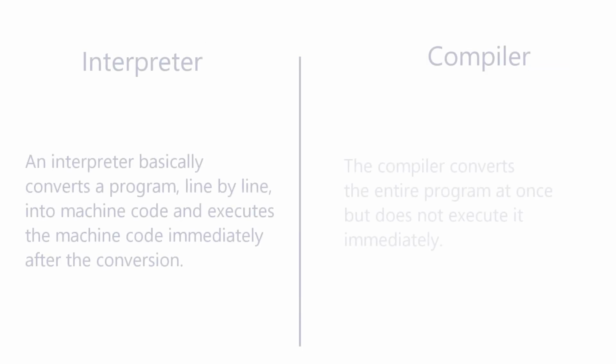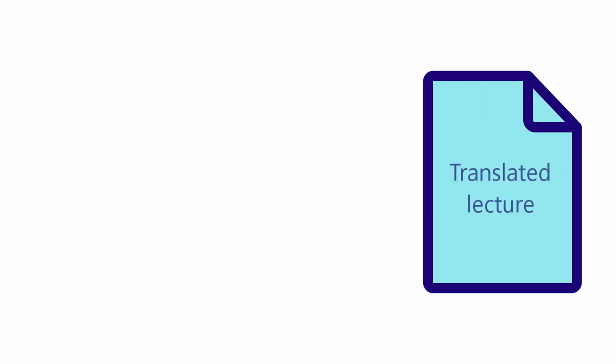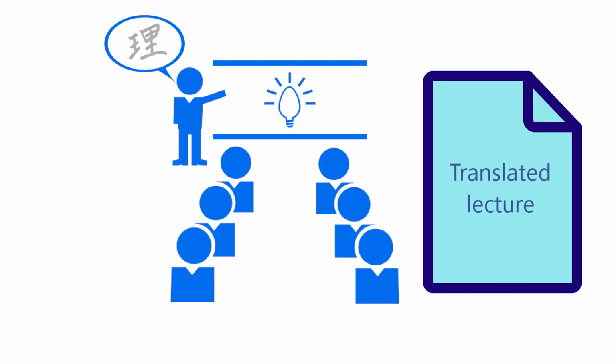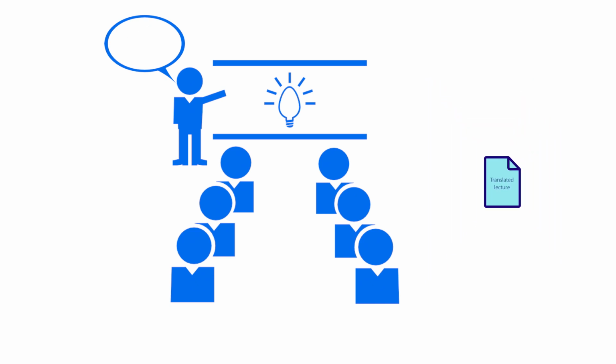Whereas, a compiler converts the entire program at once, but does not execute it immediately. Which means the teacher prepares the entire lecture just once. If he has to give the lecture again to a new class, he just has to make copies of the translated lecture and distribute it among the students, which makes the process easy and fast.